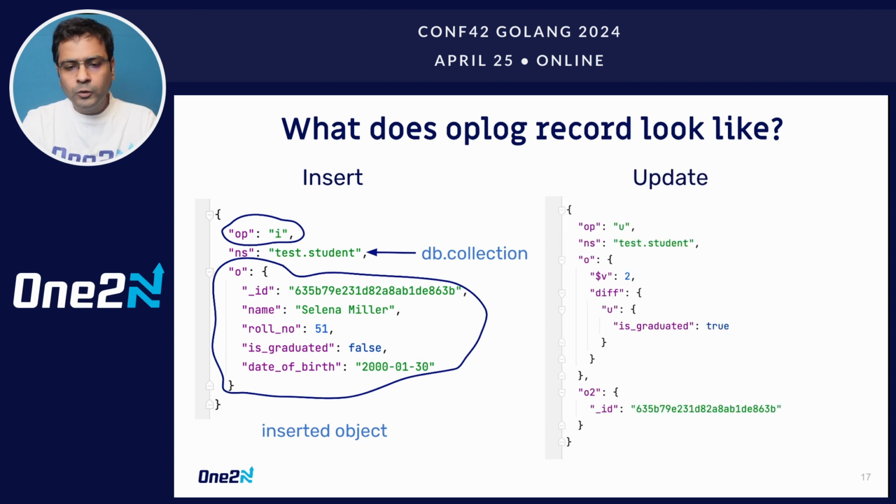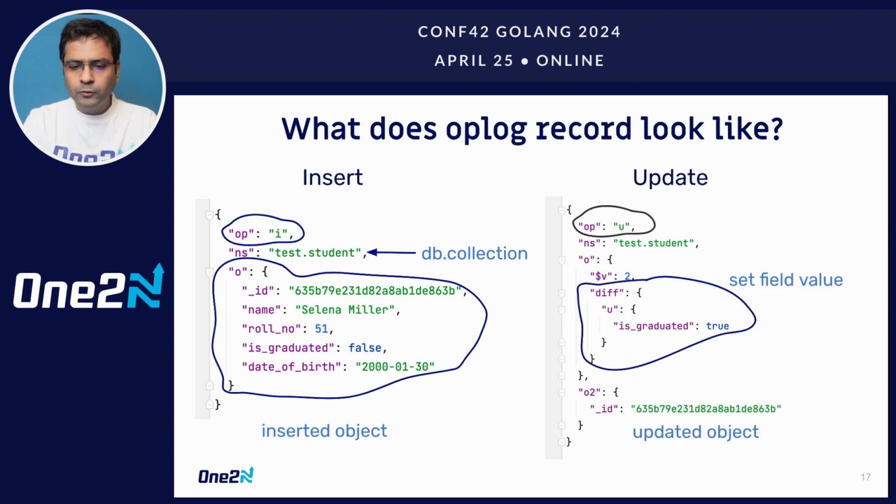Similarly for update, you've got operation as update, you've got the namespace, and you get a set of field value pairs, right? What is being updated, for example, and you get the actual updated object. So imagine this to be, you want to update based on some key, and you want to set some new set of values. So that's what you get in the update oplog. And similarly, you'll have delete as well.